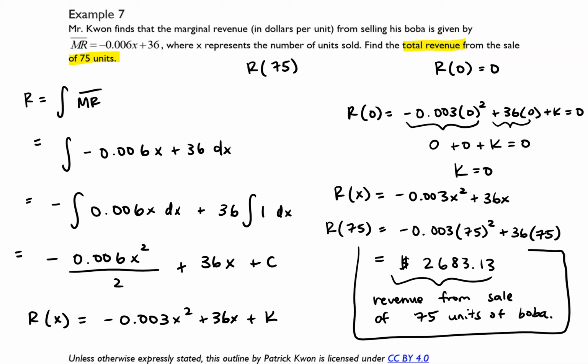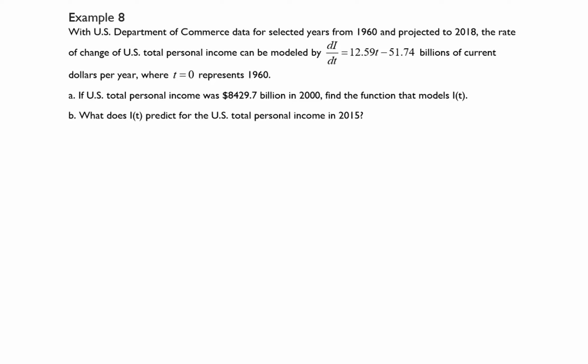Example 8 says, with U.S. Department of Commerce data for selected years from 1960 and projected to 2018, the rate of change of U.S. total personal income can be modeled by dI/dt equals 12.59t minus 51.74 billions of current dollars per year, where t equals 0 represents 1960. Part A says, if U.S. total personal income was 8,429.7 billion in 2000, find the function that models I of t.